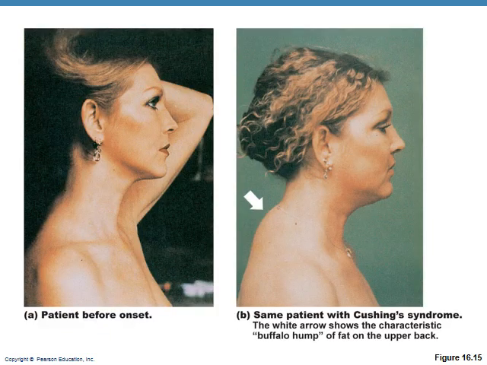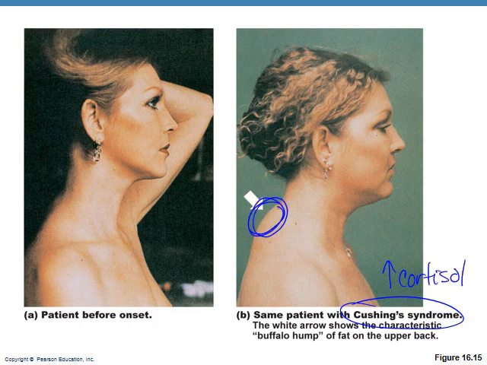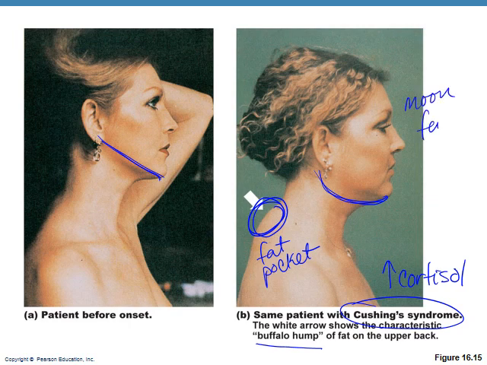Here's an example of a person that has Cushing's syndrome. So remember, Cushing's was increased cortisol. They usually develop this fat pocket. They call it the buffalo hump in your textbook, which is just awful, but it's basically a fat pad or fat pocket. And then if you notice, her face went from angular to a more rounded. So sometimes they say they have kind of a moon face.